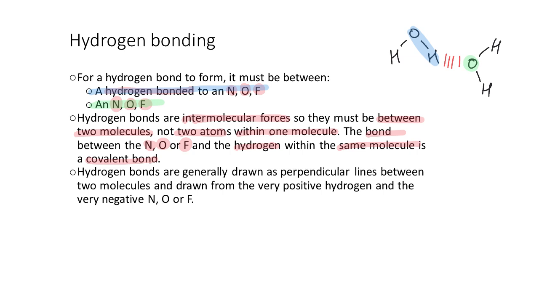Hydrogen bonds are generally drawn as perpendicular lines between two molecules, drawn from the very positive hydrogen to the very negative N, O or F. What I want to emphasize, because this gets a lot of students confused, is that this one here is not a hydrogen bond. This is a covalent bond. We are not talking about intramolecular bonds, the bonds between atoms. We are talking about intermolecular bonds, which are the bonds between molecules. Let's move on.